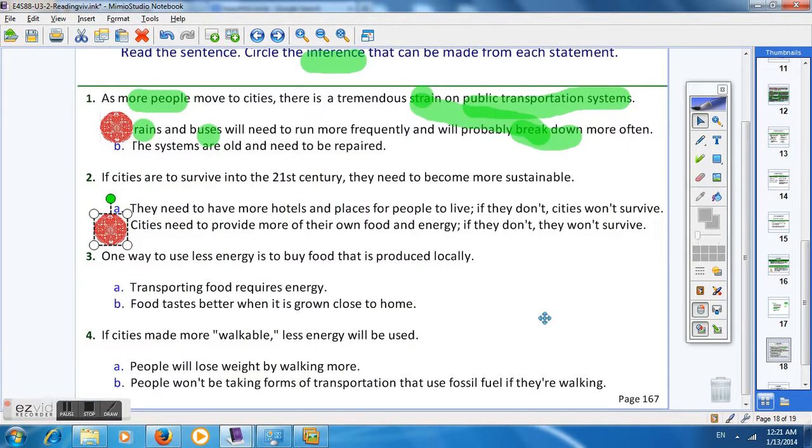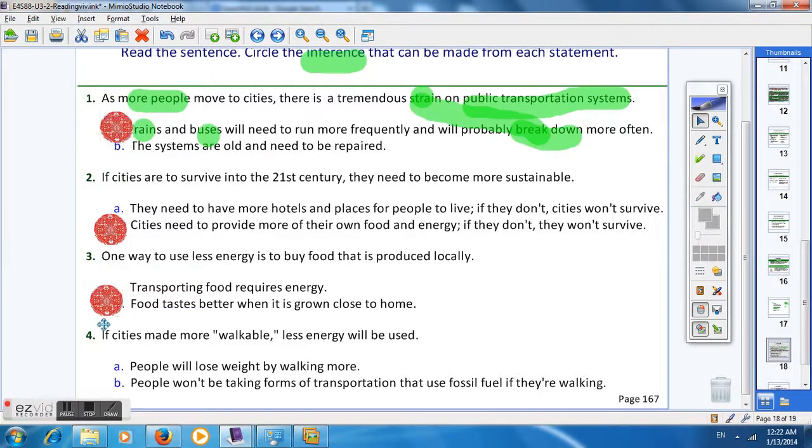So it means that cities need to provide more of their own food and energy, or else they won't survive. It has nothing to do with hotels and places. When we talk about survival, it means we need to have more food and energy. Number 3, one way to use less energy is to buy food that is produced locally. So what does it infer? Very good. So that is letter A.